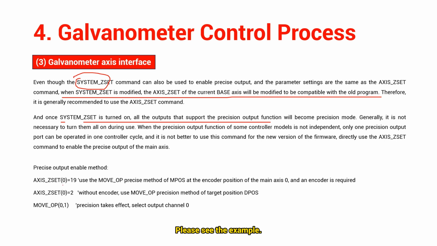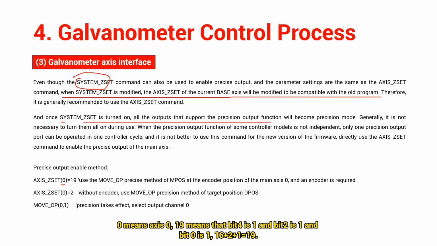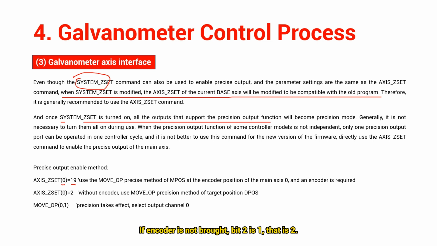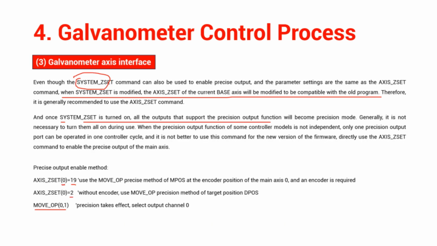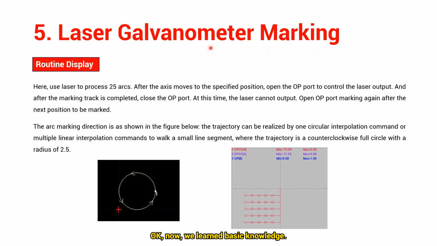Please see the example. 0 means axis 0. 19 means that bit 4 is 1, bit 1 is 1 and bit 0 is 1. If encoder is not brought, bit 1 is 1, that is 2. At this time, precision mode takes effect, and when we use MOVE_OP, the response time becomes much faster. Okay, now we have learned the basic knowledge.